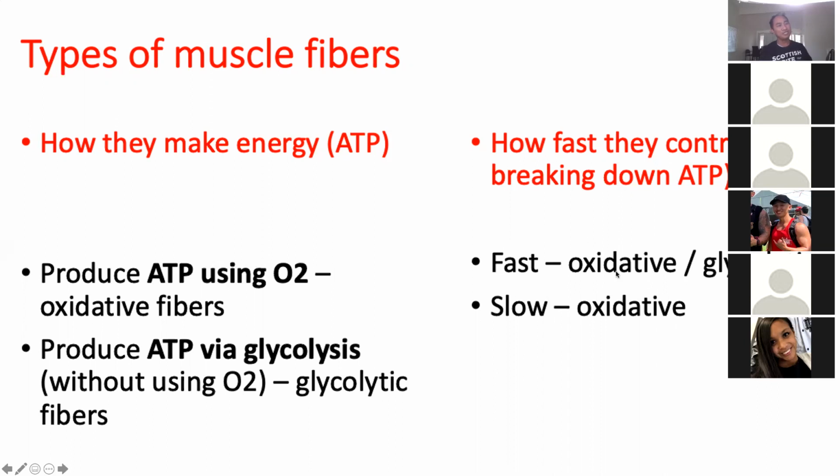Fast oxidative fibers. So they will contract quickly. They will use oxygen. They will use glycogen. They will use both. They are all combined. So these are the muscle fibers in our lower limb.